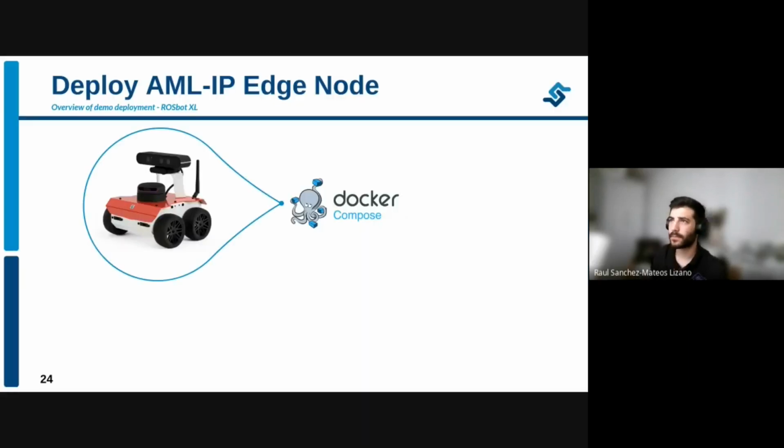So starting with the Edge node, which is the ROS2 robot here, we are using Docker Compose. So everything will be running in Docker containers, and everything will start at once. So just one single command, we can deploy everything within the robot. Every container will have its own purpose, and everything will be running at the same time.